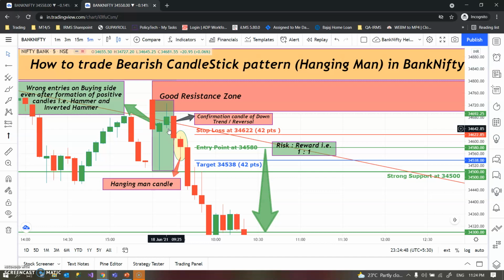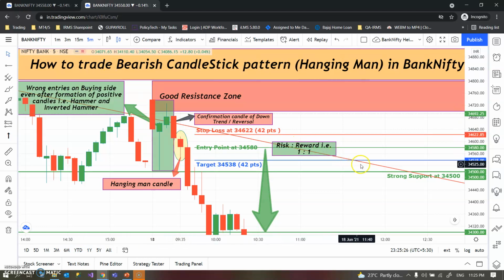Whenever we want to go on buying side, the candle should be formed at support. If we look at this, these are positive candles, but they are formed at resistance, so we are not going to take a trade on buying side. This is what I have mentioned over here. Now come to the point of selling side. If we want to take a trade on a selling side, the formation of a negative or bearish candle should be at the resistance level.